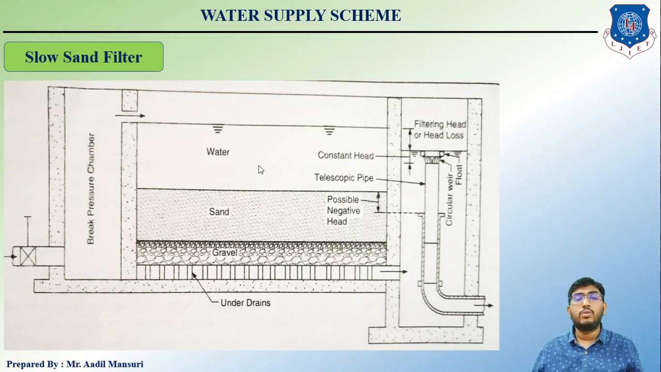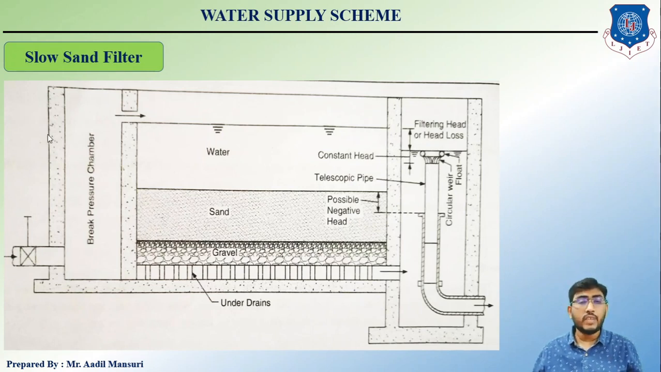Due to that phenomenon, slow sand filters are not commonly used these days, but slow sand filters normally utilize effluent from a plain sedimentation tank and are used for relatively clearer water. Usually, water which has a very small quantity of impurities, and if we need to purify that water, then we can use a slow sand filter.